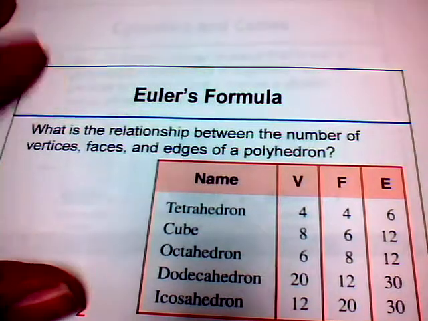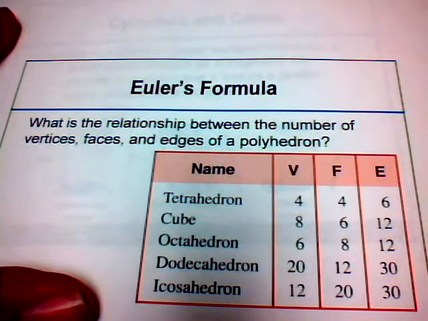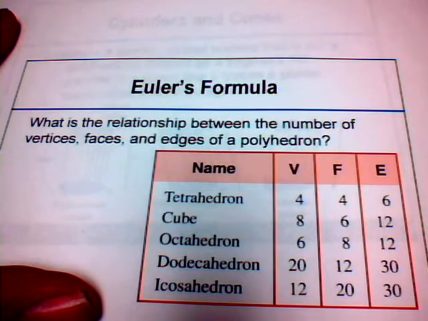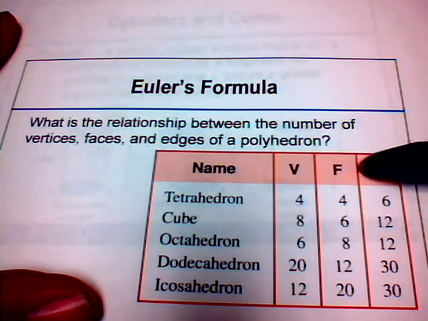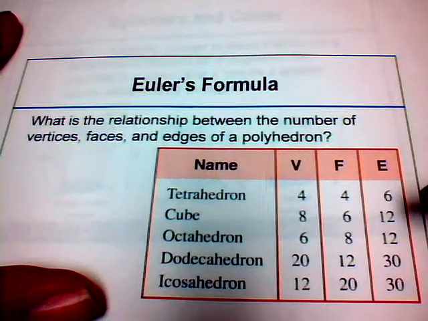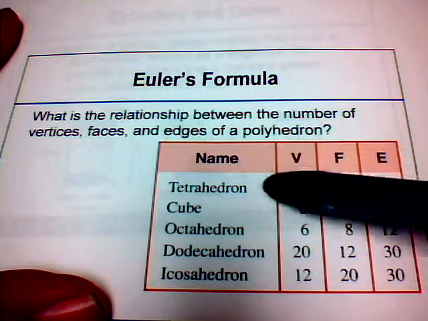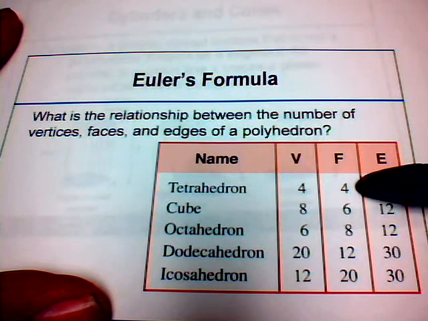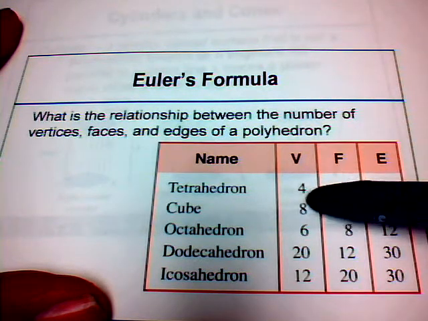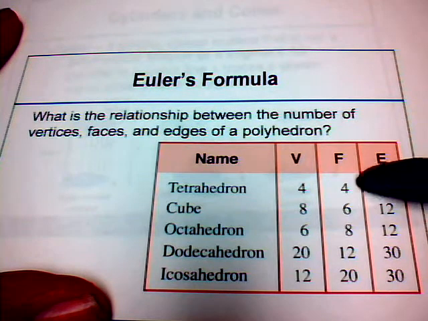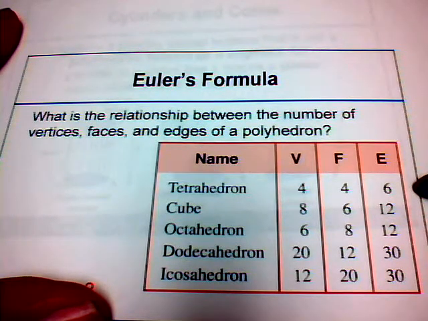Okay, now let's look at Euler's formula. And we want to find out by looking at this particular table, what is the relationship between the number of vertices, faces, and edges of a polyhedron. And there is a relationship. Here, the V is your vertices, F is your faces, E is the edges of each one of these 5 Platonic solids. In a tetrahedron, there are 4 vertices, 4 faces, 6 edges. If we add 4 plus 4, you're going to get 8. Subtract 6 from 8, you're going to get 2.